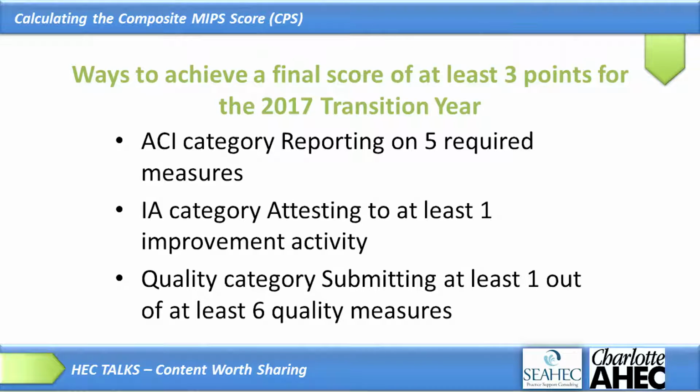The 2017 year is called a transition year for a reason. This is the time to get familiar with the new payment system. You will still be able to achieve a neutral payment adjustment by getting a CPS of 3. This can be done by reporting on 5 required measures using the ACI category, or by attesting to at least 1 improvement activity using the IA category, or by submitting at least 1 out of at least 6 quality measures through the quality category. Note that more measures are required for groups submitting by using the CMS web interface measures.